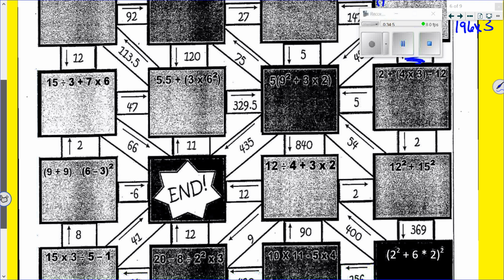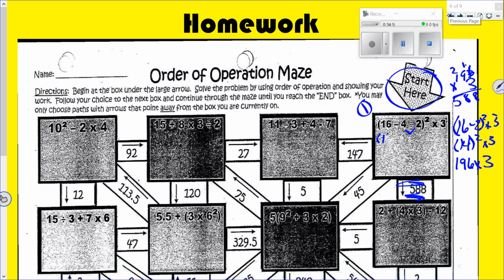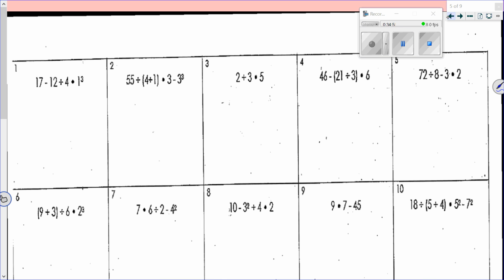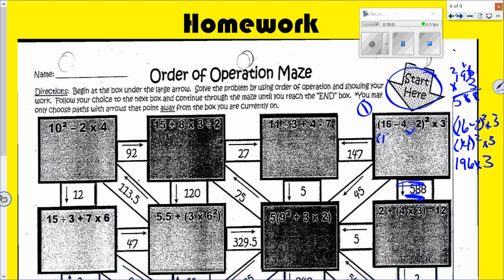So really quickly again, do I have to do this page? No. Do I have to do this page? Yes. Everybody's clear, right? Okay. Good luck.